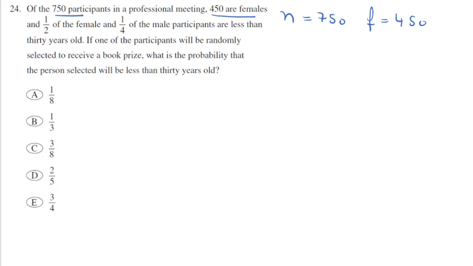So let me denote total number of male by m. The total number of male will be total number of female subtracted from total number of participants. So 750 minus 450, which is 300.